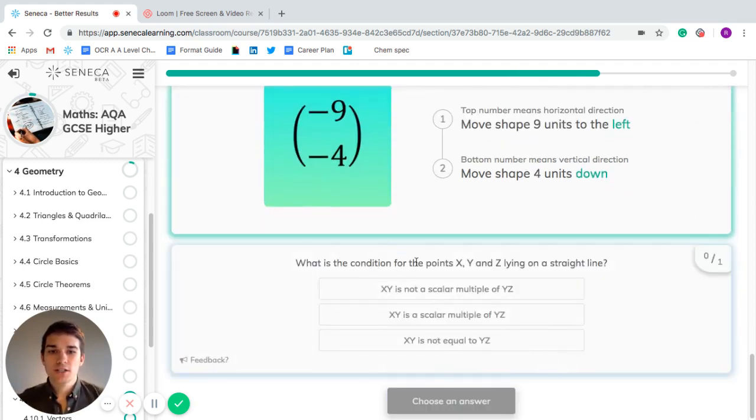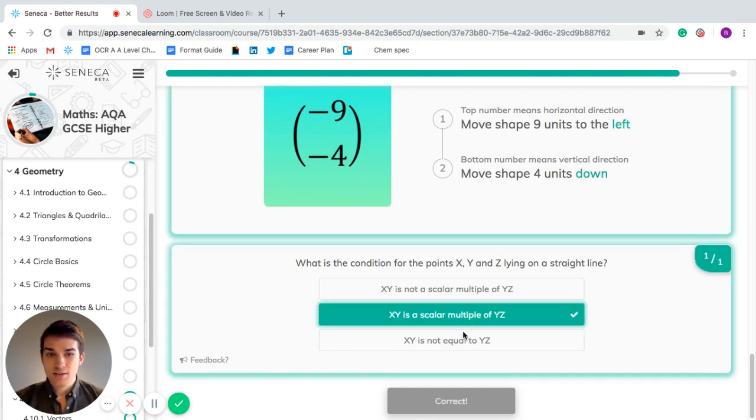What is the condition for points X, Y, and Z lying in a straight line? So we had this example earlier with A, B, and C. So XY is a scalar multiple of YZ is the necessary condition.